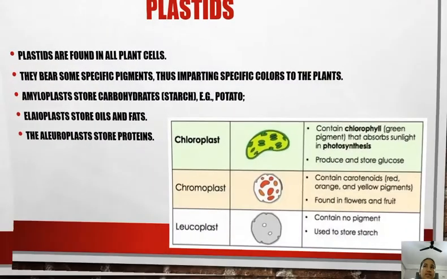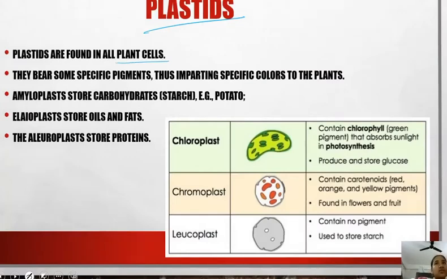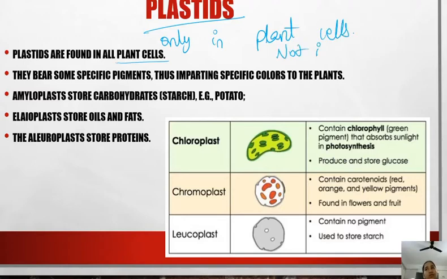The next thing is plastids. Plastids are found in all plant cells, only in plant cells. They are not found in animal cells. They bear some specific pigments, thus imparting specific colors to the plants. Now you might have noticed the plants with green color. You know that they contain the pigment called chlorophyll. This chlorophyll is present in the chloroplast, and chloroplast is a plastid.